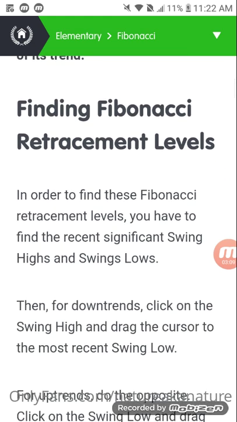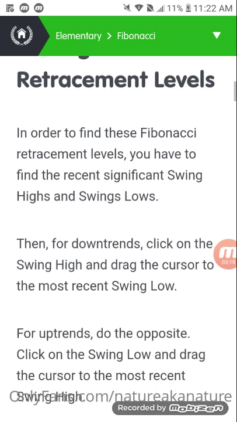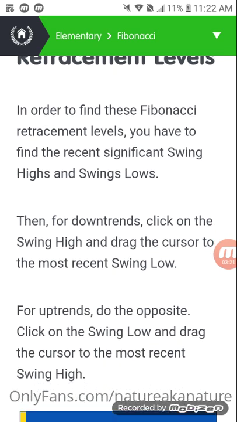So, finding Fibonacci retracement levels. In order to find them, you have to find the swing highs and the swing lows. For a downtrend, you click on the swing high, because you sell at the top, and drag it to the most recent swing low. Price will then shoot all the way down.